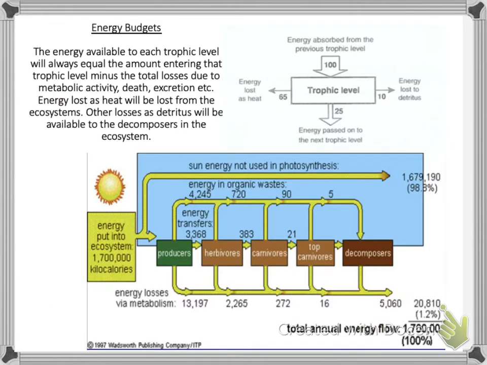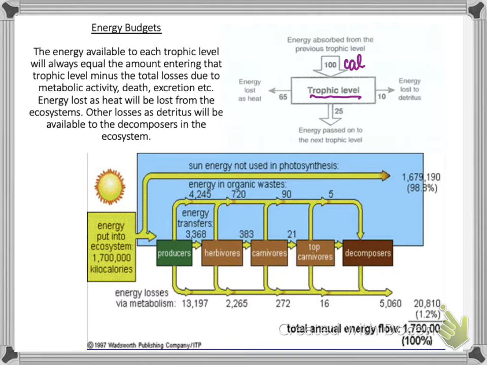So this brings to mind this idea of an energy budget. The energy available to each trophic level is always going to be equal to what's entering, and then it's going to have to equal the amount of energy that is essentially leaving. So let's take a look at this image over here. So here's our trophic level. Let's say that this is a cricket, and that cricket is going to receive 100 calories of energy from the plants that it is eating.